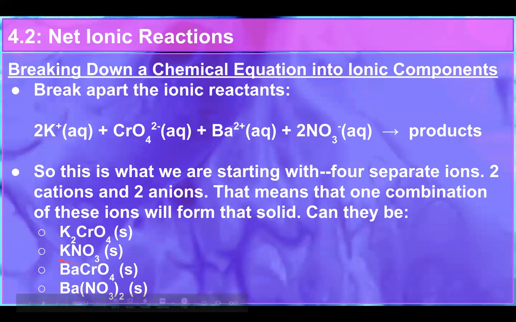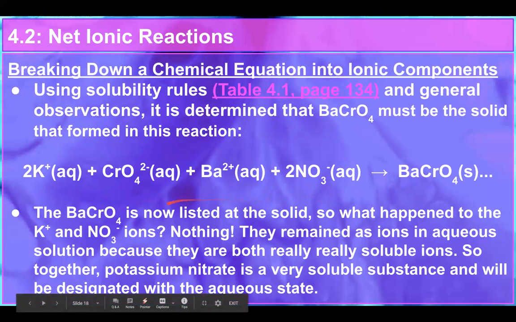So if we go back and look at our options, will potassium nitrate become a solid? Absolutely not. That is going to be one of the most soluble things you can possibly get. So that means that our yellow precipitate is this barium chromate. Again, become familiar with the concepts in table 4.1. It's going to be real important for you moving forward. That is what tells us that the potassium nitrate is not going to be our possibility. So the barium chromate is going to be the thing that forms a solid.